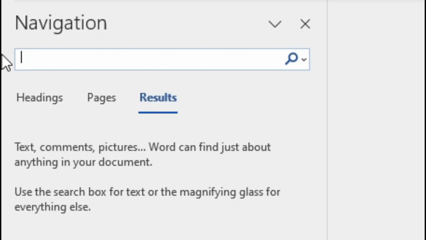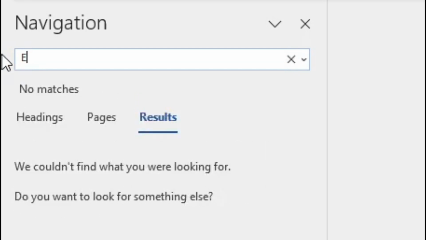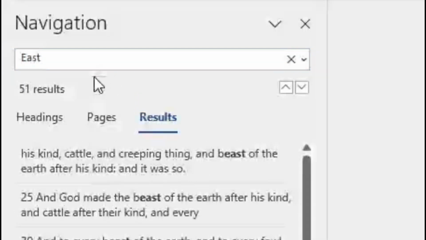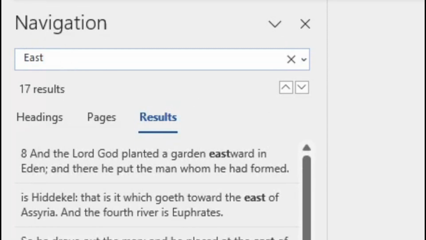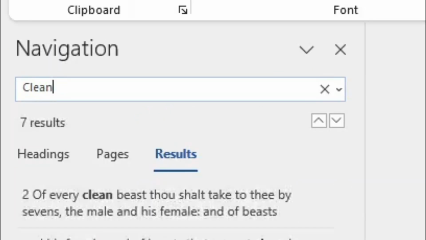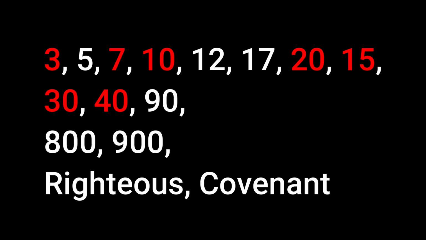I'm just going to keep grabbing random names and words here. How about east? We had to go east of Eden. Oops, we got beast in there. We've got to make sure we get rid of that. East, 17. Just like Sarai. That's on the list. All right, clean. Clean is 7 times. Okay, so all of those we get our pure state, right?